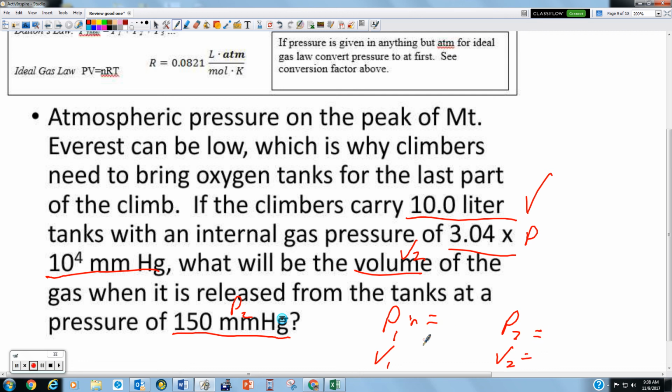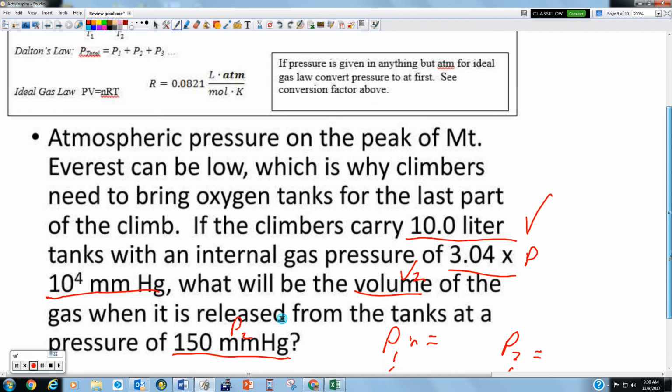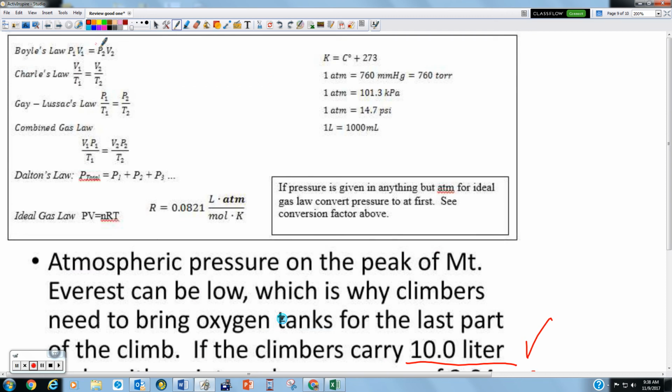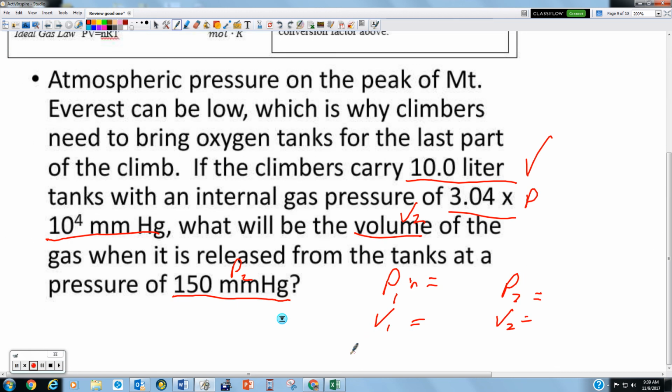Which person is this related to? This is Boyle's, so we're going to use this equation. So we're going to use P1 times V1 equals P2 times V2. And just plug in your information. All right, again, I'm not so much worried about solving it right now.